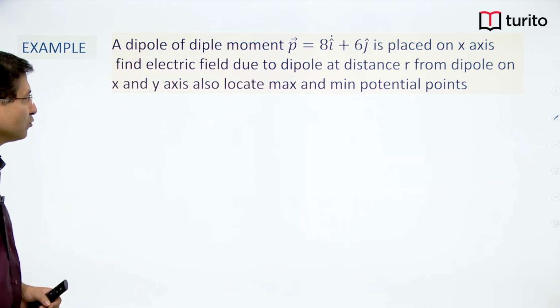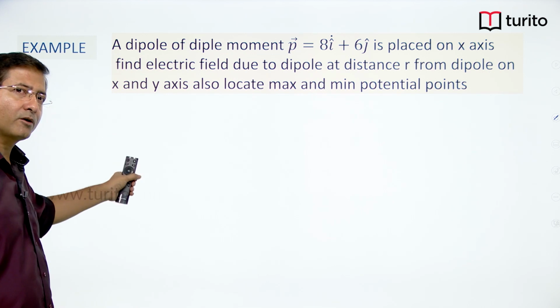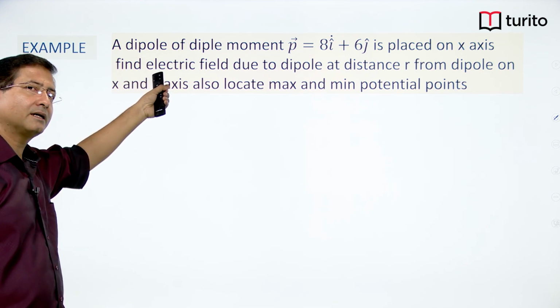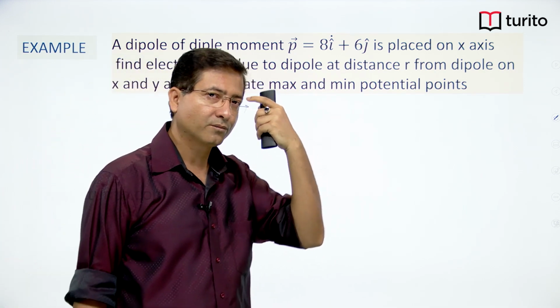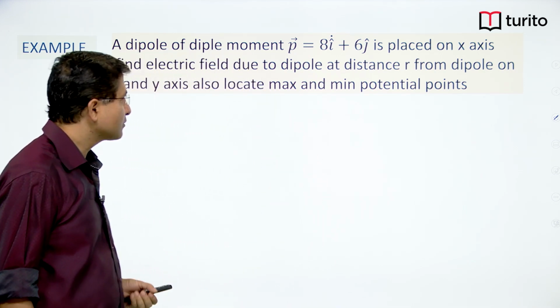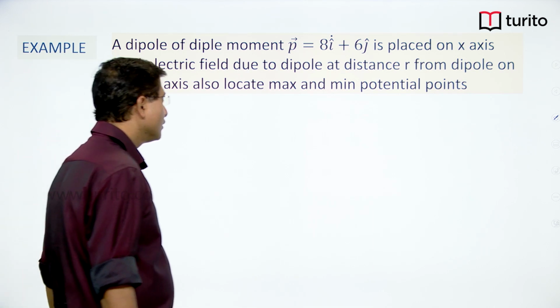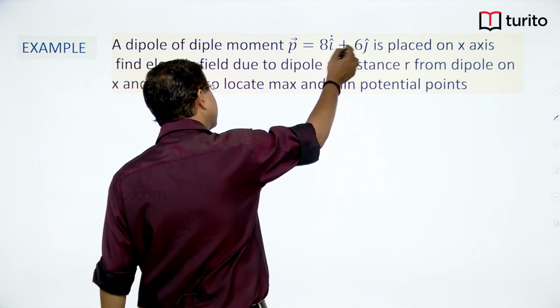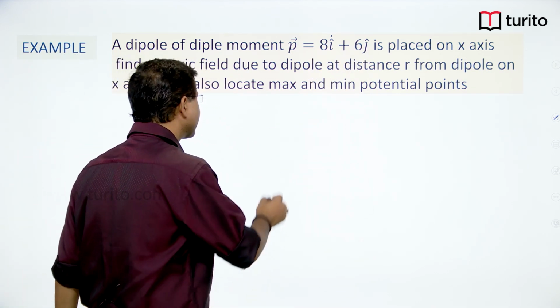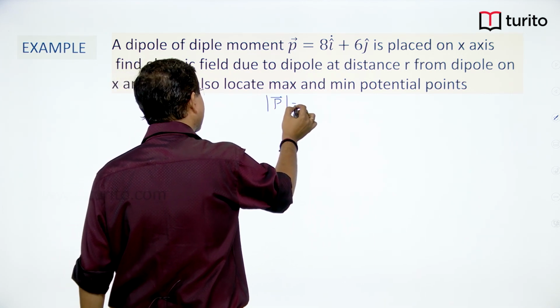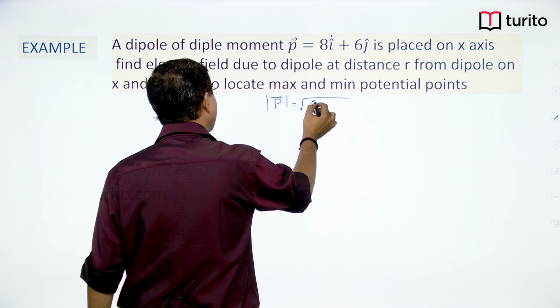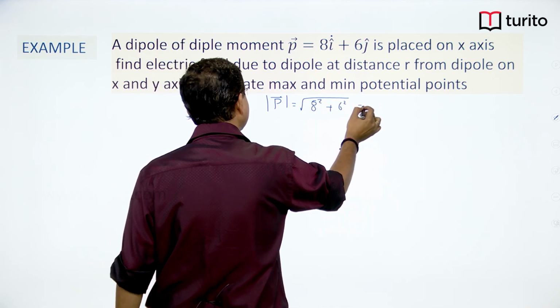So there are basically two parts of the problem, one related to field and another related to potential. Both the expressions we know. So let us place the dipole. 8i plus 6j, that means the magnitude of the dipole moment is under root 8 square plus 6 square, which will give me 10.